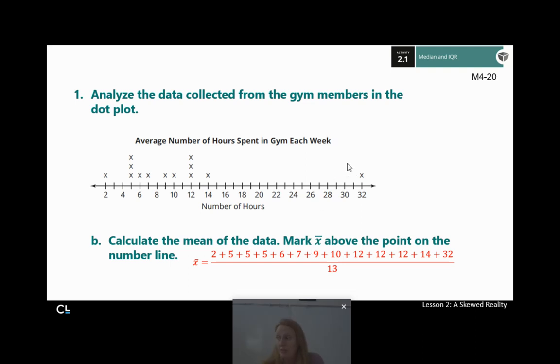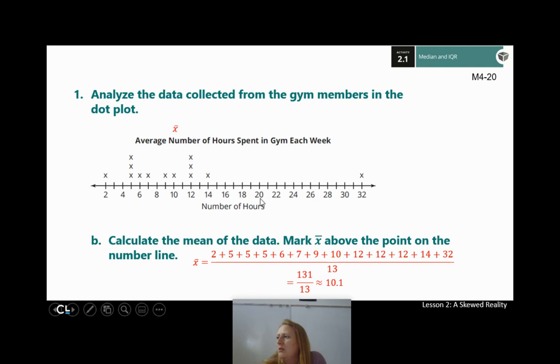I definitely used a calculator. When I added these up, I got 131, and when I divided by 13, I got about 10.1. So I'm going to put my little X bar above 10.1. It's not quite 10. It's a little bit past 10, just the tiniest bit. So there's my X bar. Yay.